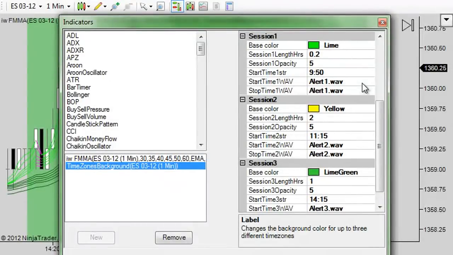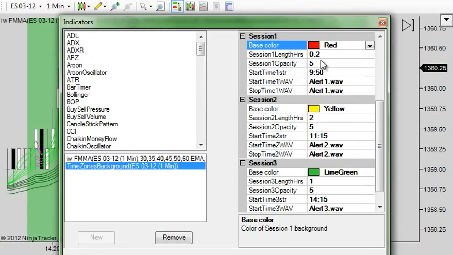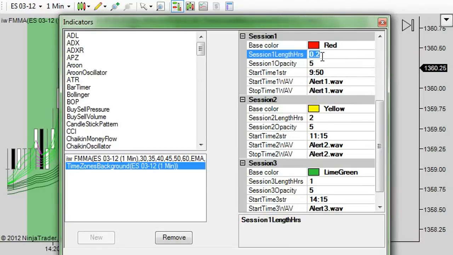So let's say, as an example, we have a news event coming up tomorrow and we don't want to trade the morning session. So we can go up here and easily change the color to red because we don't want to trade that period. We can change the duration. So here we're going to say 2-hour period, and we're going to change the time. Please note that the time is all calculated in military time.